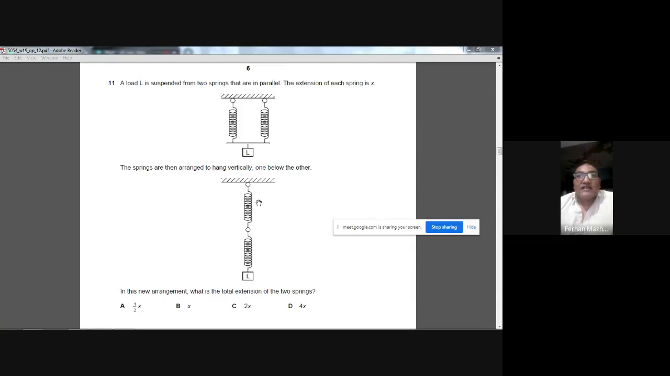And the same here, this spring before had an extension of X, but in this situation the full load is acting on it, so it will have an extension of 2X. So 2X extension in this spring, 2X extension in this spring, so the total extension will be 4X. So the choice is D. For the 11th question, the choice is D. Okay, now move to the next question.